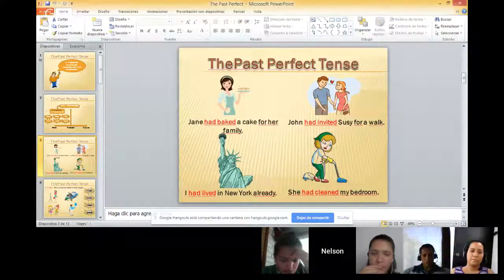If we take as a general example the first one, Jane había horneado o había hecho una torta para su familia. Yes, and what? Who's asking? There is something going on here, so I need more information to understand the sense of the sentence. Now, for two, John had invited Susie for a walk. Oh, yeah, that's clear. John había invitado a Susie a caminar. But what? What's going on? What's the matter? There is something missing for me to hear.